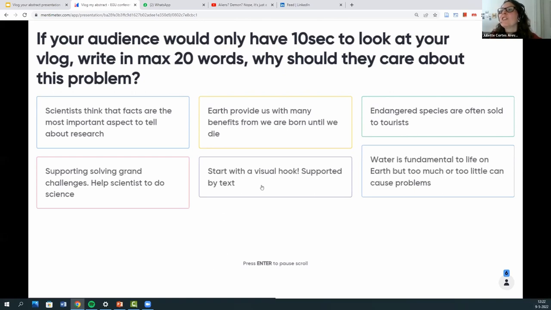So start with a visual hook supported by the text. That's what we like to take the audience. Water is fundamental to life on Earth, but too much or too little can cause problems. Solving grand challenges helps scientists and society. It affects all of us. Okay.